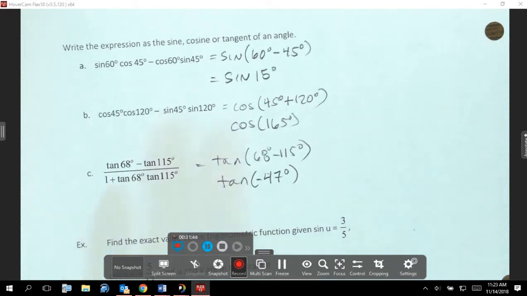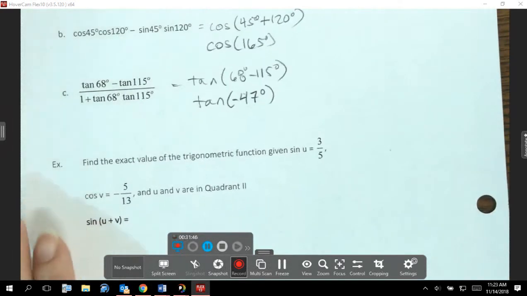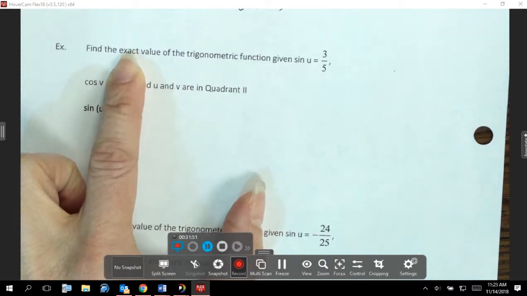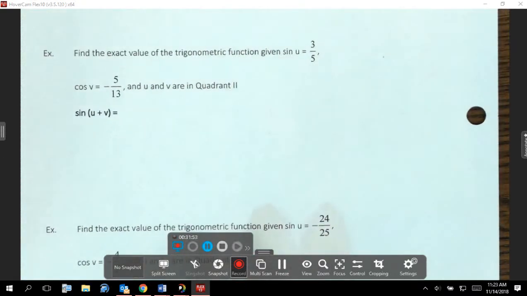All right, so that's it. Next section is find the exact value of the trigonometric function given sine u is 3/5 and cosine v is negative 5/13, and u and v are in quadrant 2. A lot of information here. So we read it and we process it and we say, I have no idea what to do.